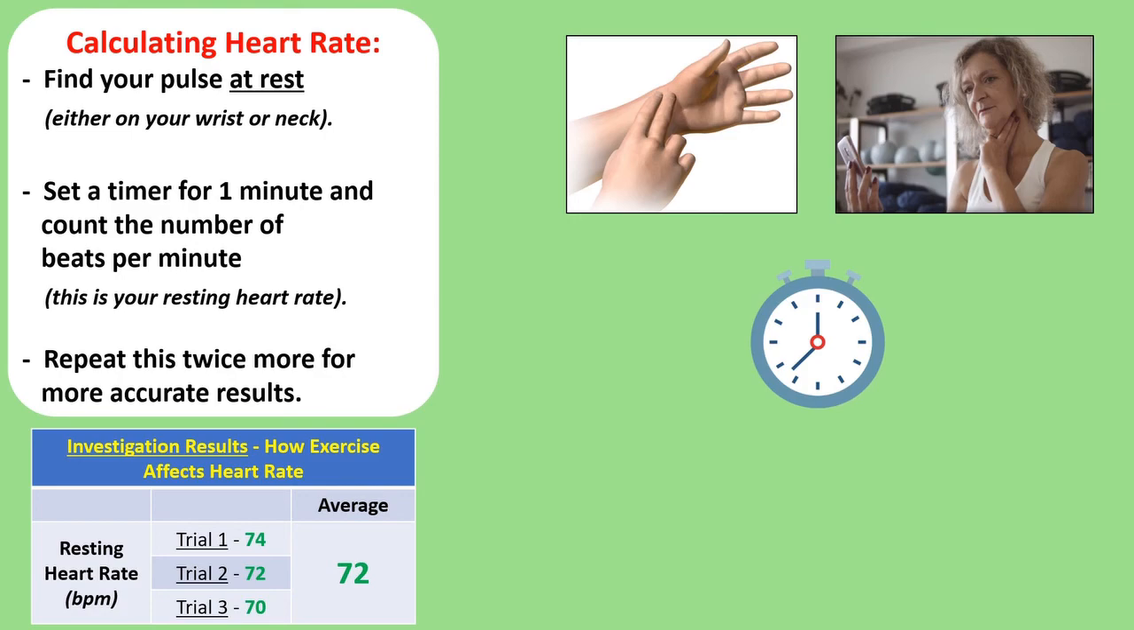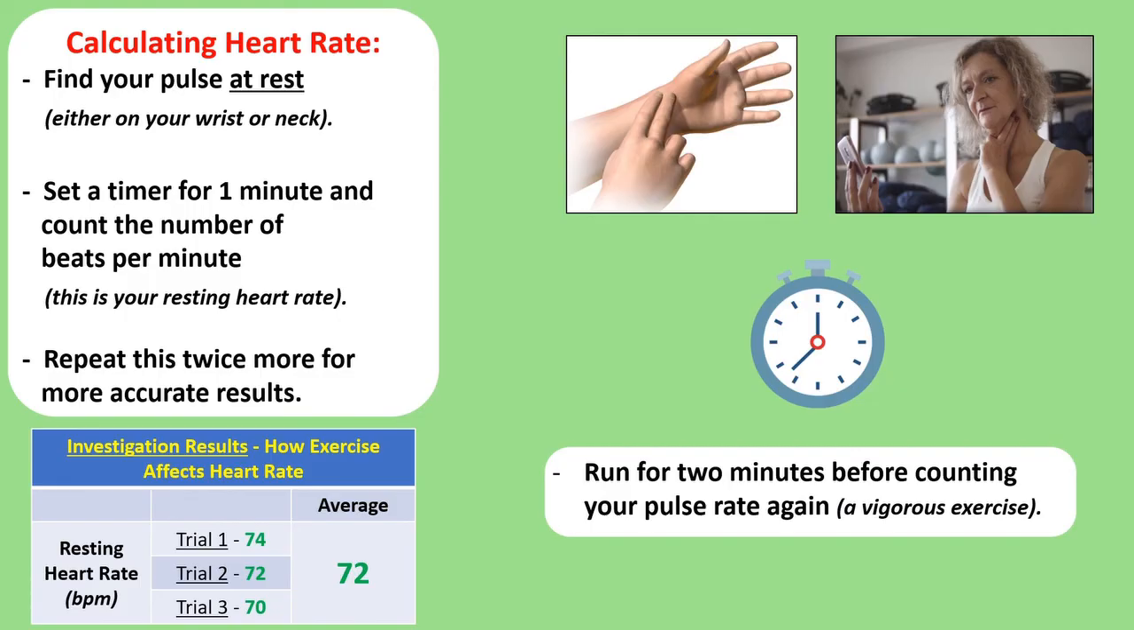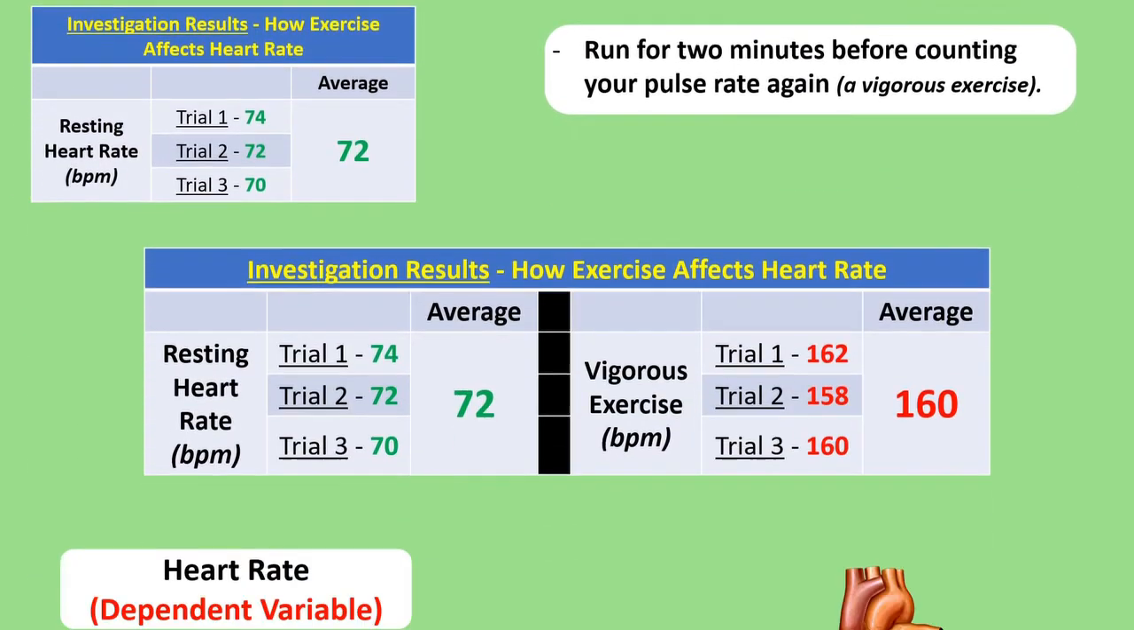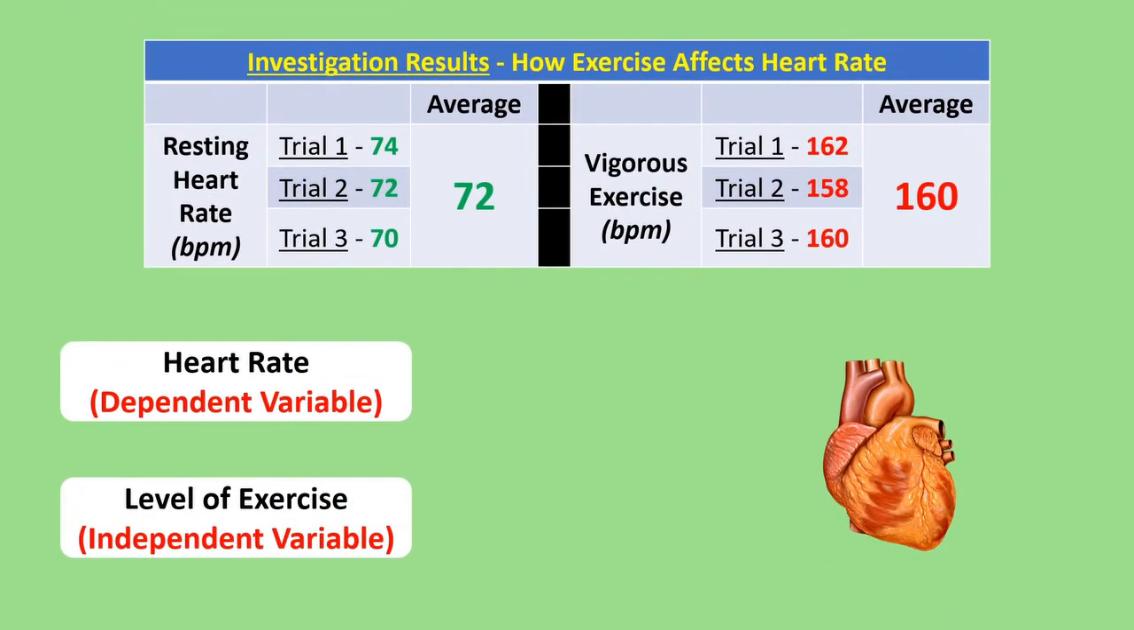Repeat this process twice more and then find the average of these 3 trials to ensure your results are reliable. Note all your results in a table like you can see on screen. Now do a vigorous exercise by running for 2 minutes, and immediately after you finish the exercise, find your pulse and count the beats per minute. Compile your results on a table like you can see here.